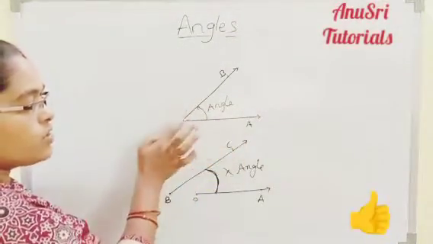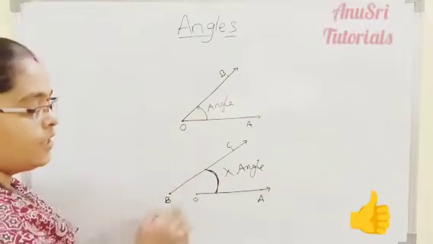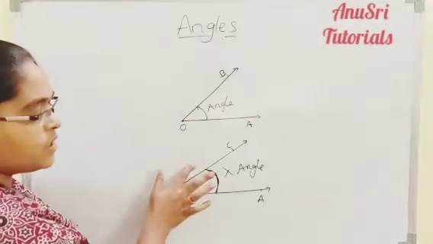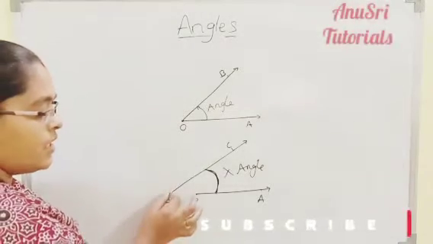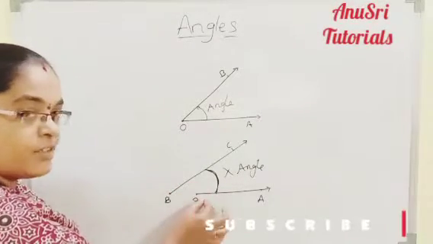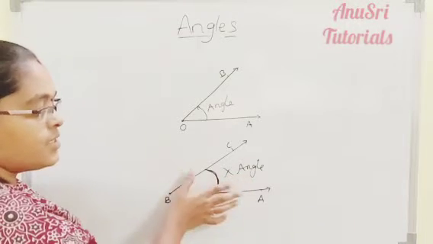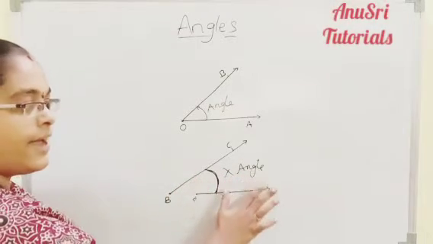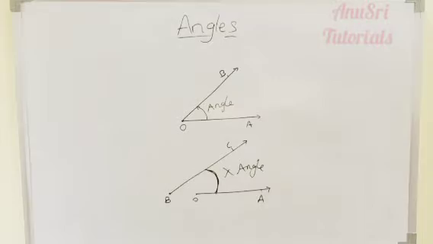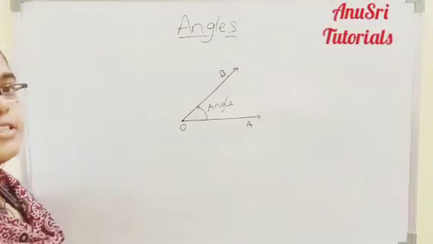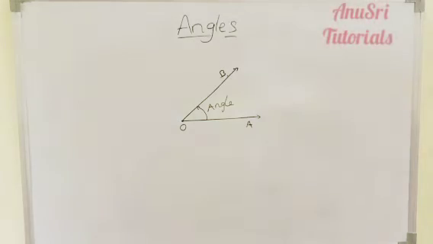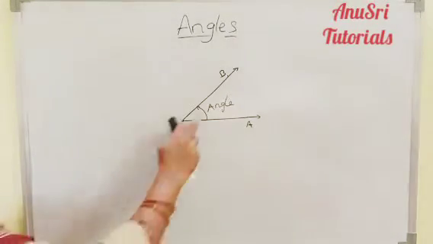These two rays must start from the same point. Here also we have two rays, but these two rays are not starting from the same point. The starting points of the two rays are different. So in this condition, we are not considering this distance as an angle. Only if the two rays start from the same point are we calling the distance between the two rays an angle.